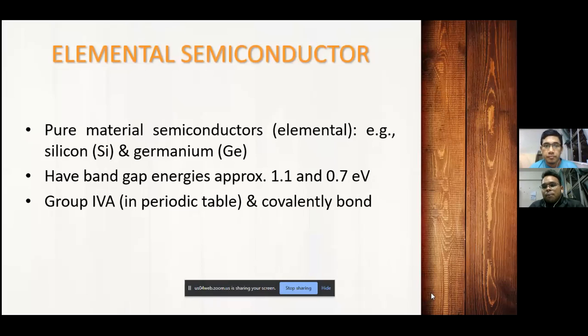The intrinsic semiconductor can be categorized into two types, which are the elemental semiconductor and the compound semiconductor. The elemental semiconductor is a pure material semiconductor, such as silicon and germanium. These materials have band gap energies of approximately 1.1 and 0.7 eV. This group can be found in group IVA in the periodic table and is covalently bonded.